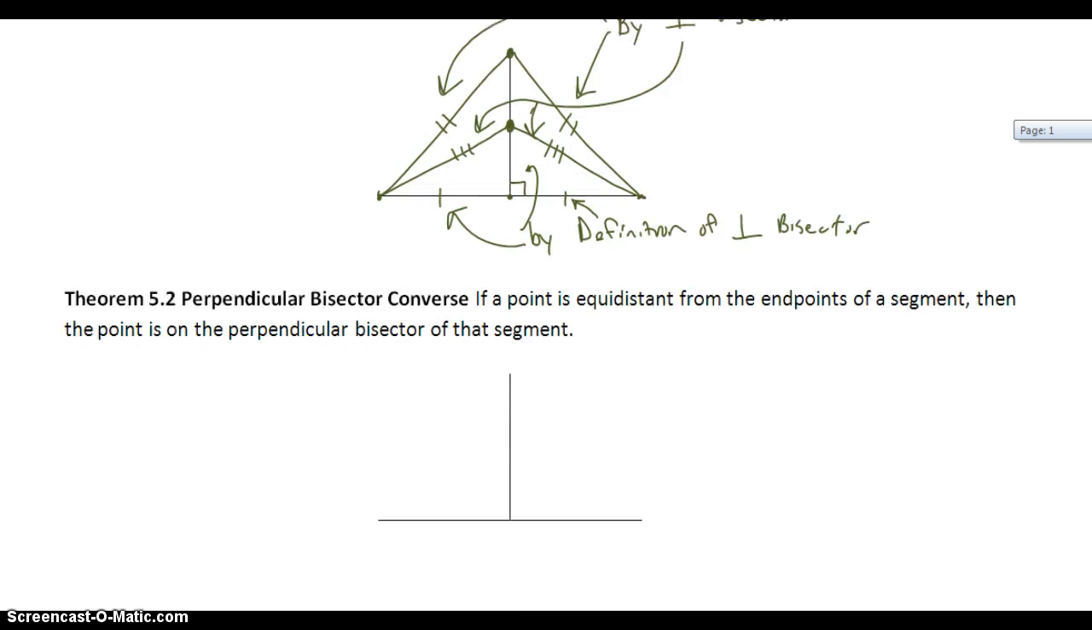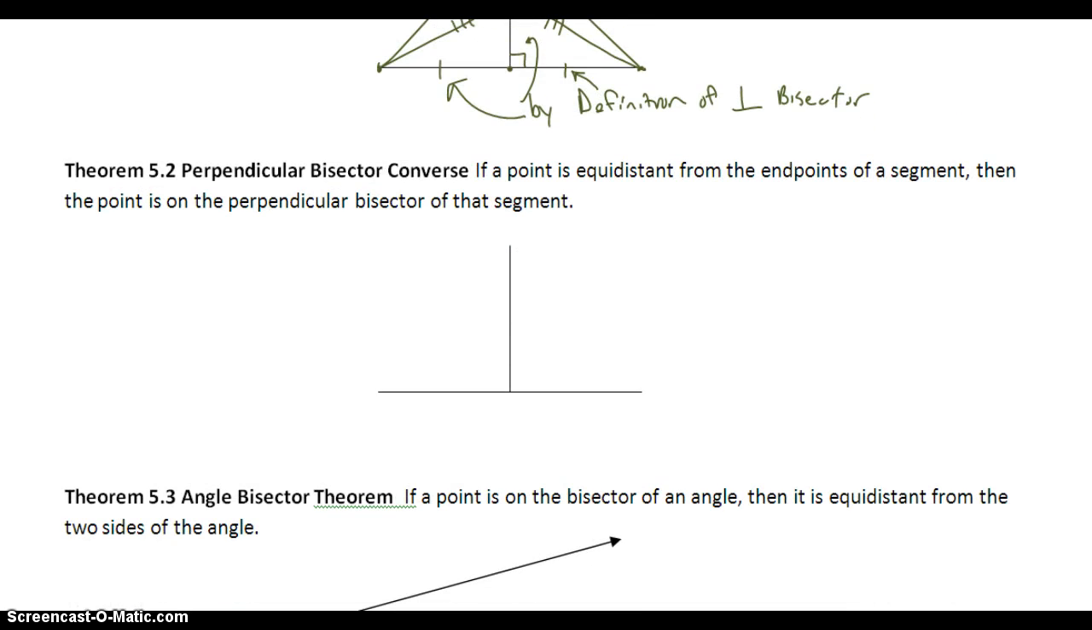The converse of the perpendicular bisector theorem says if a point is equidistant, so if I start with a point being equidistant from two endpoints, then that point is on the perpendicular bisector. So if we know this is true, then we can conclude that the segments are perpendicular and they're being bisected.